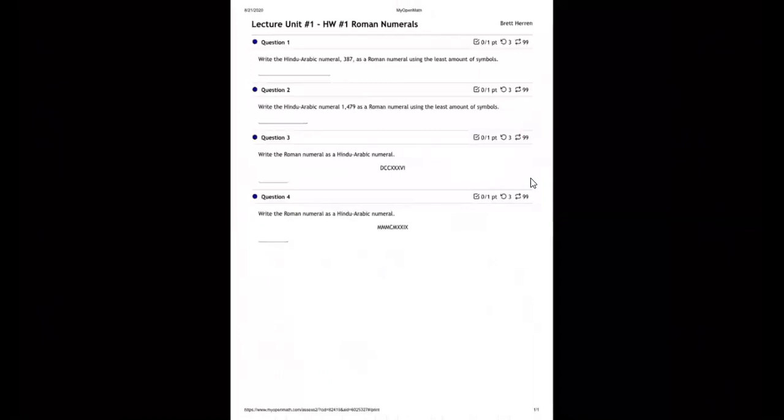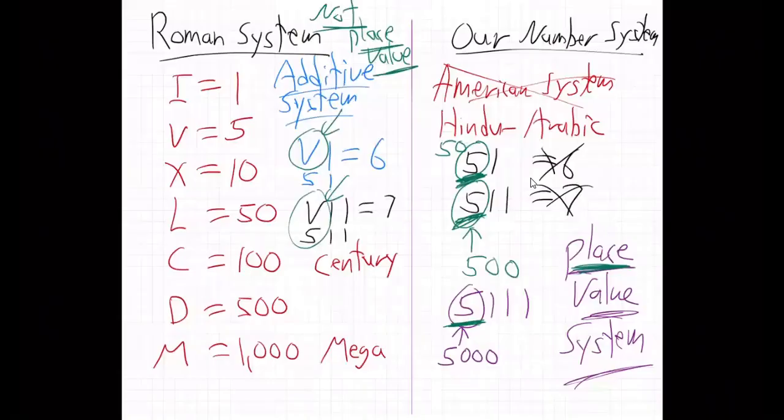So coming in here I have question number 1. And it says 387. So it wants me to take the number 387, and it wants me to change it to a Roman numeral. Let's take it piece by piece. First off, the 300. How am I going to make 300? Let's go back down here. What symbols am I going to use to make the number 300?